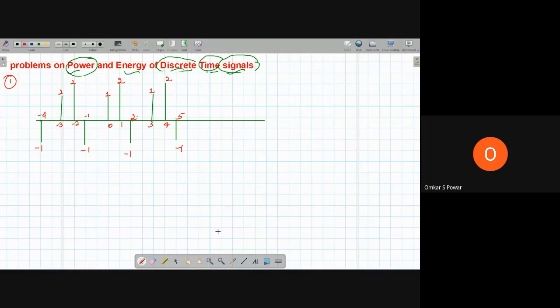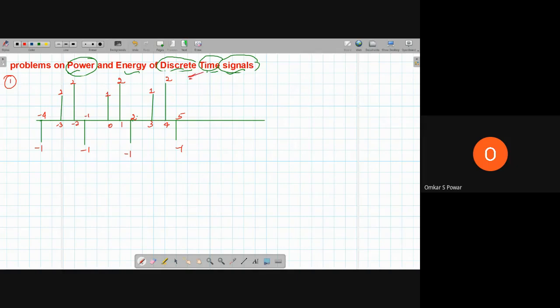Hello everyone. In the last class, we have seen how to calculate the power and energy for a continuous time signal. So, in this class, we will see how to calculate the power and energy for a discrete time signal. So, what is this discrete time signal?